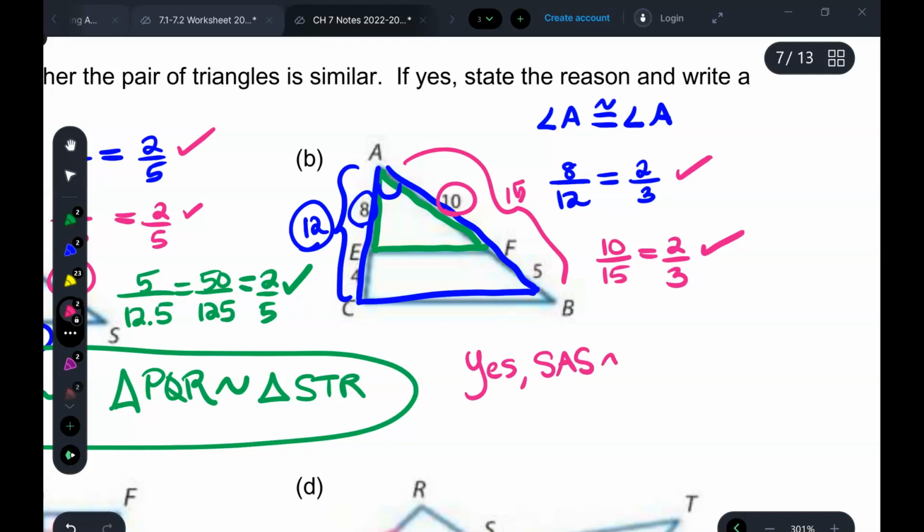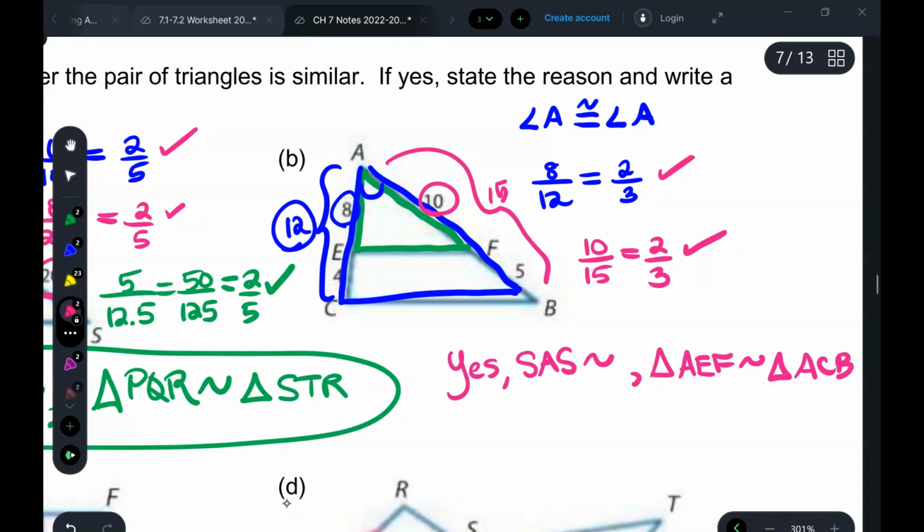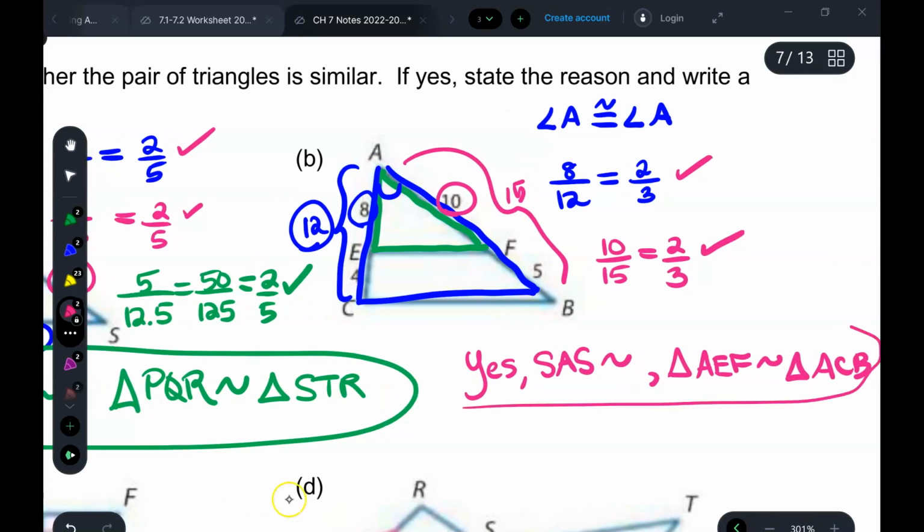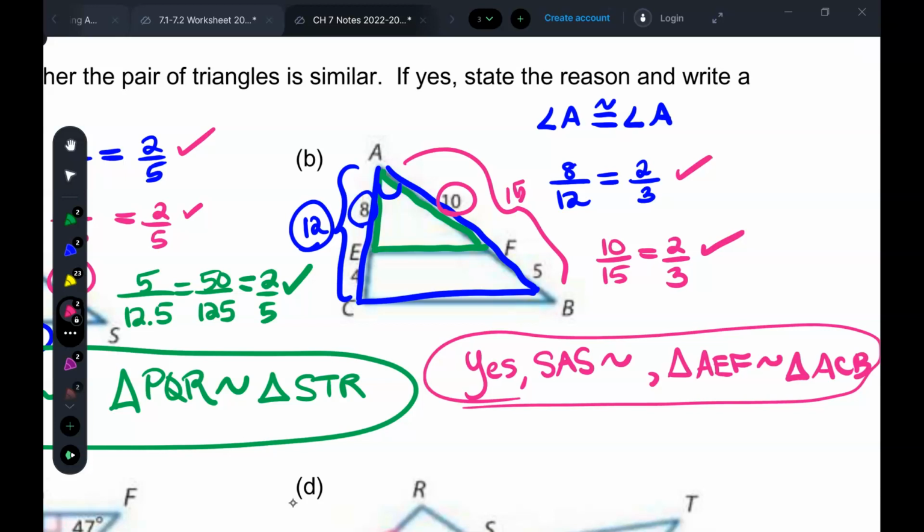Side angle side. A is the same angle in both triangles. If A is used in multiple triangles, then you can count it as itself. Say that again. Yeah, that's just the reflexive property.